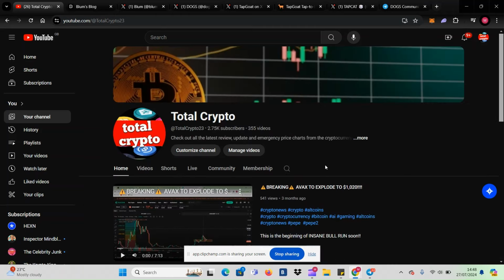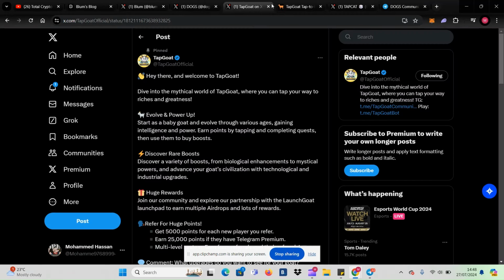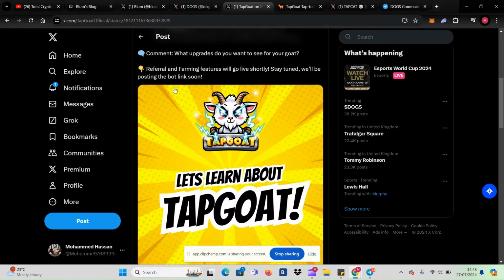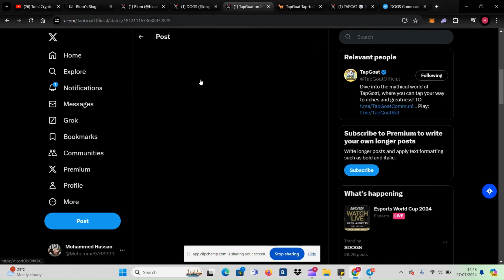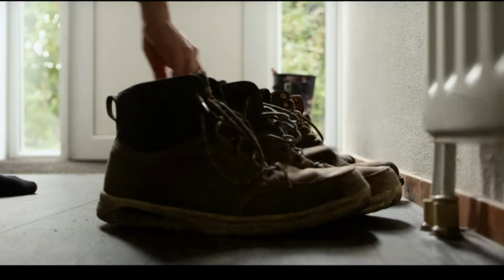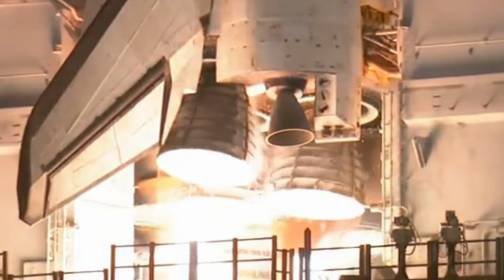Guys, we are going to do a slightly deeper dive and find out what is going on in the world of Tapgoat and check out their social media, such as their Twitter X account, and find out what the latest post is, what's the skinny coming out from Tapgoat. Guys, strap on your boots, put on your rocket helmets, and let's get into Tapgoat.